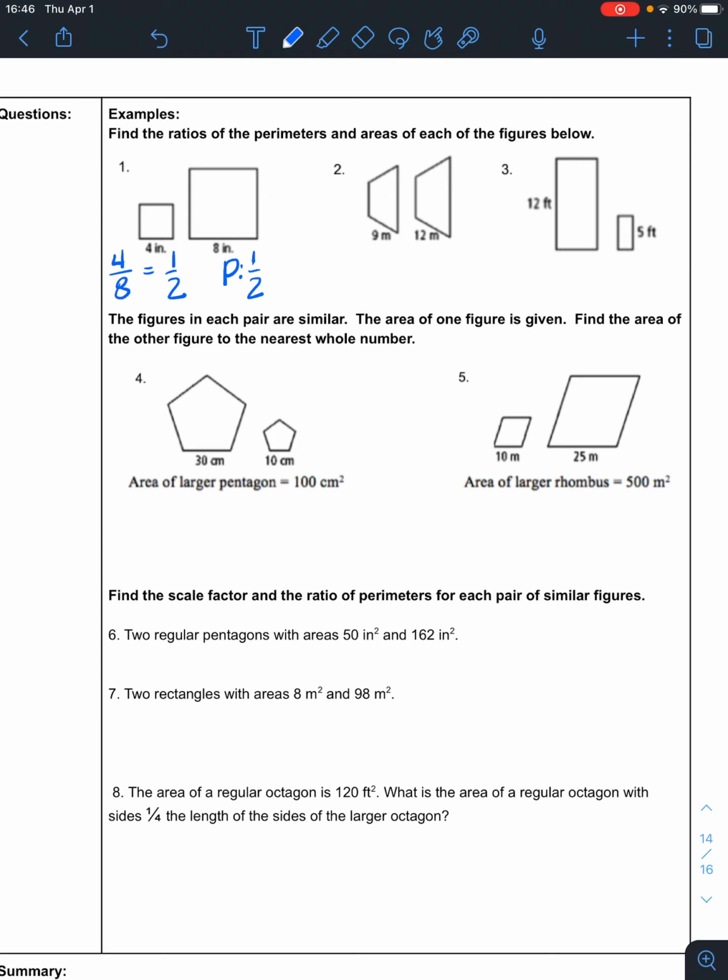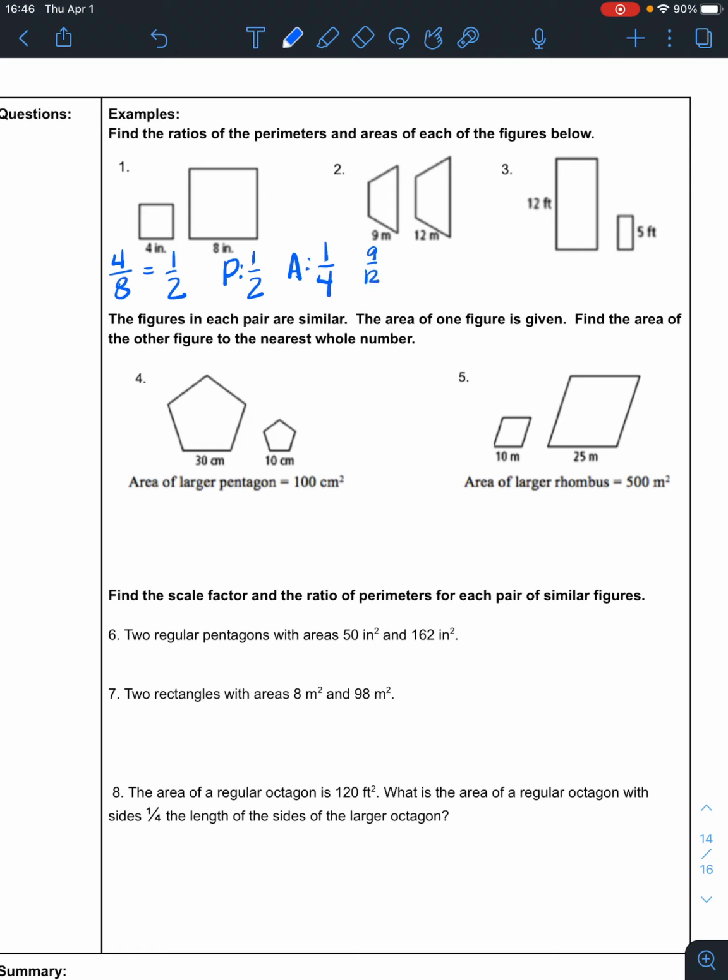Then that means that my perimeter ratio is also going to be 1/2. Whatever happens to the sides, that's what happens to the perimeters. They have the same unit of measurement. What's going to happen to my area? Well, area is unit squared, so you take your sides and square them. 1 squared is 1, 2 squared is 4. And so my area will be 4 times bigger, or the smaller one is 1/4 as big.